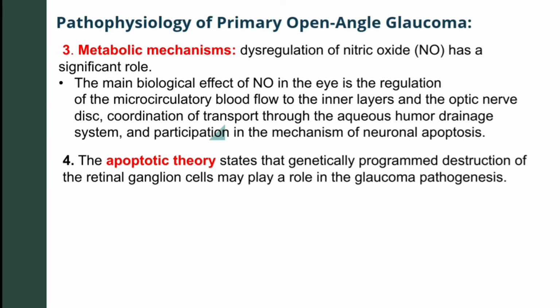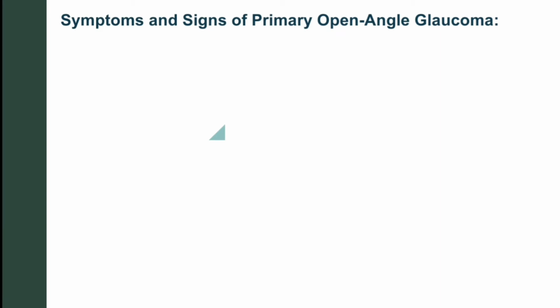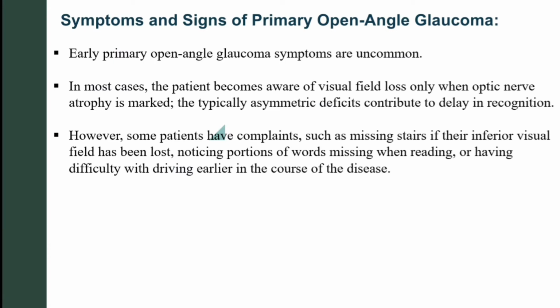Moving on to signs and symptoms of primary open-angle glaucoma. I told you there is a late recognition of this condition. In early stages, the symptoms are uncommon. It's very rare to have these symptoms. In most cases, the patient becomes aware of the visual field loss when the optic nerve atrophy is marked. The typically asymmetric deficits contribute to the delay in recognition, as I told you in the beginning. However, some patients have complaints such as missing stairs, as their inferior visual fields have been lost, noticing portions of words missing when reading, or having difficulty with driving earlier in the course of this disease.